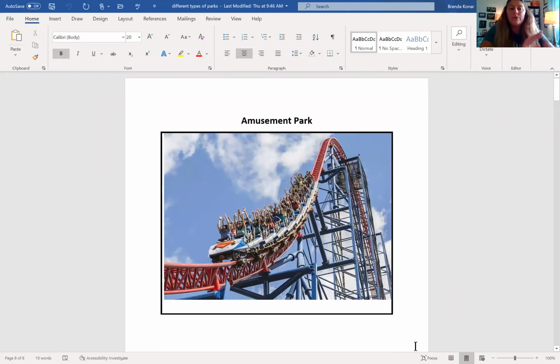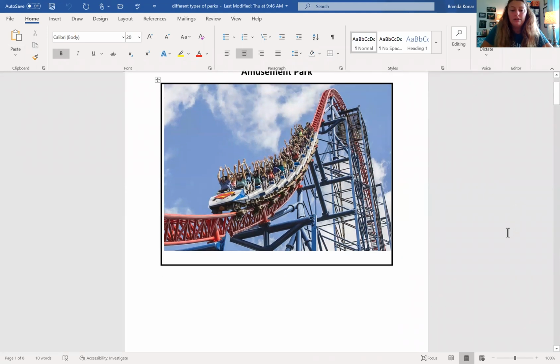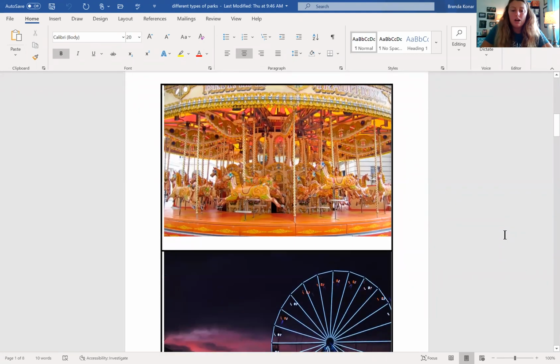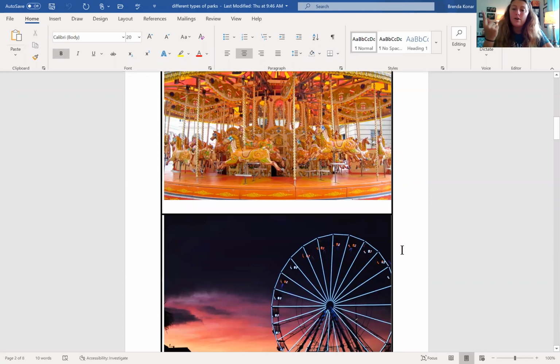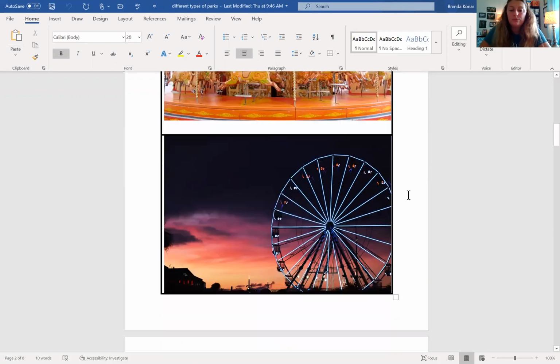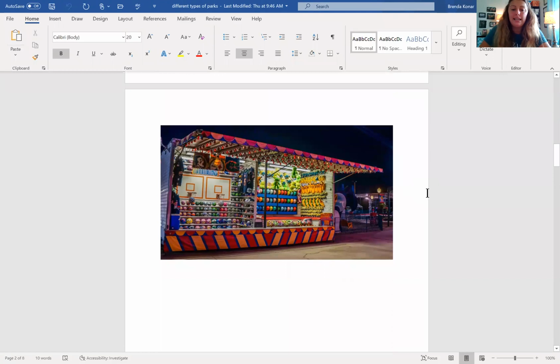Okay, so our story we're going to be reading today is about all different kinds of parks. So the first type of park that we talked about is an amusement park. So we talked about this a lot in our stories. So at amusement parks, you can see rides like roller coasters. You can also see other rides like a merry-go-round and like a Ferris wheel. So different rides that move fast or slow. And you can also play games.